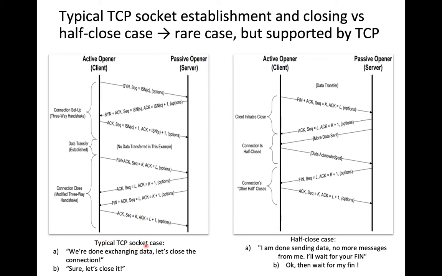So in a typical TCP socket, we are done exchanging the data, let's close the connection, and then both agree and say, okay, sure, let's close it. On the contrary, what happens in the half-closed TCP?